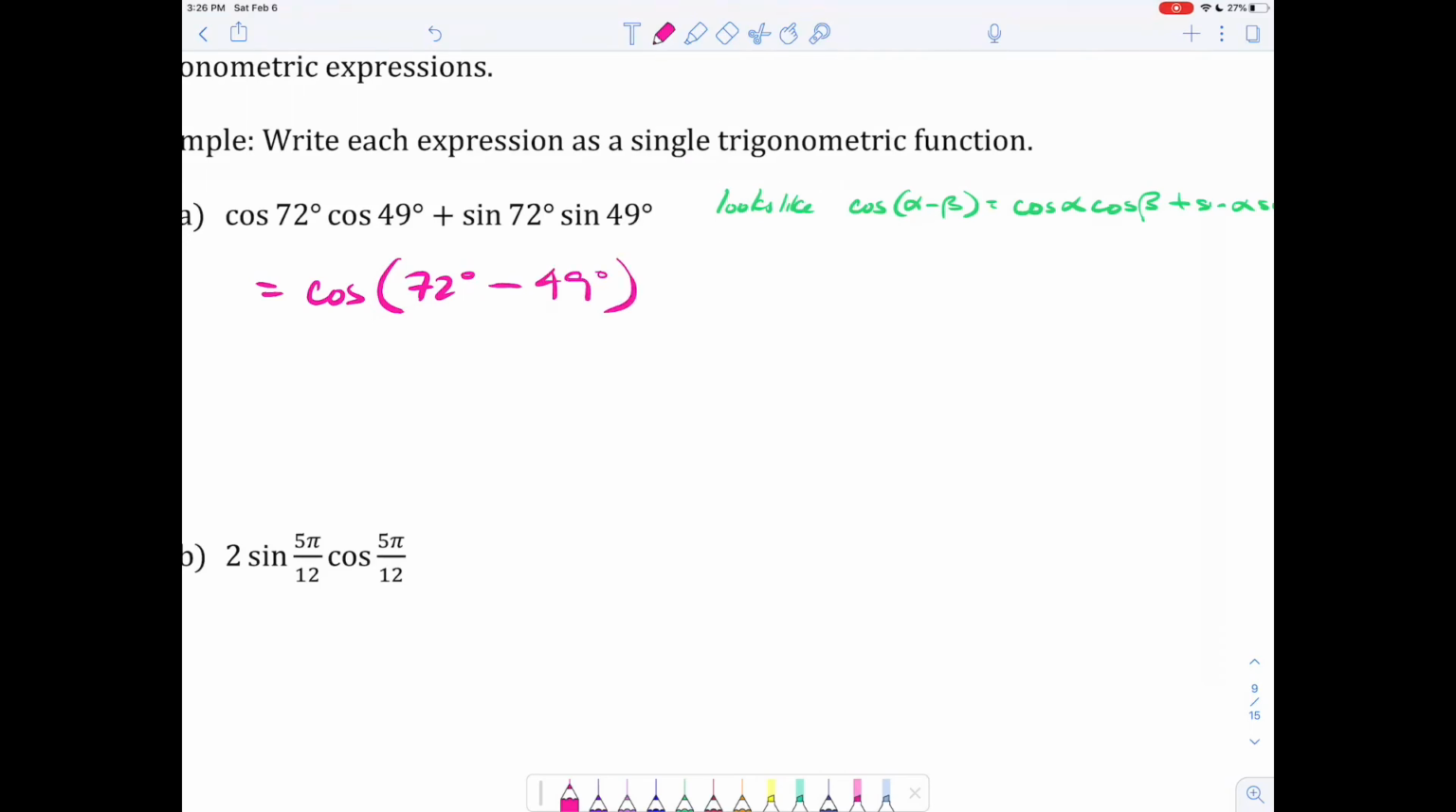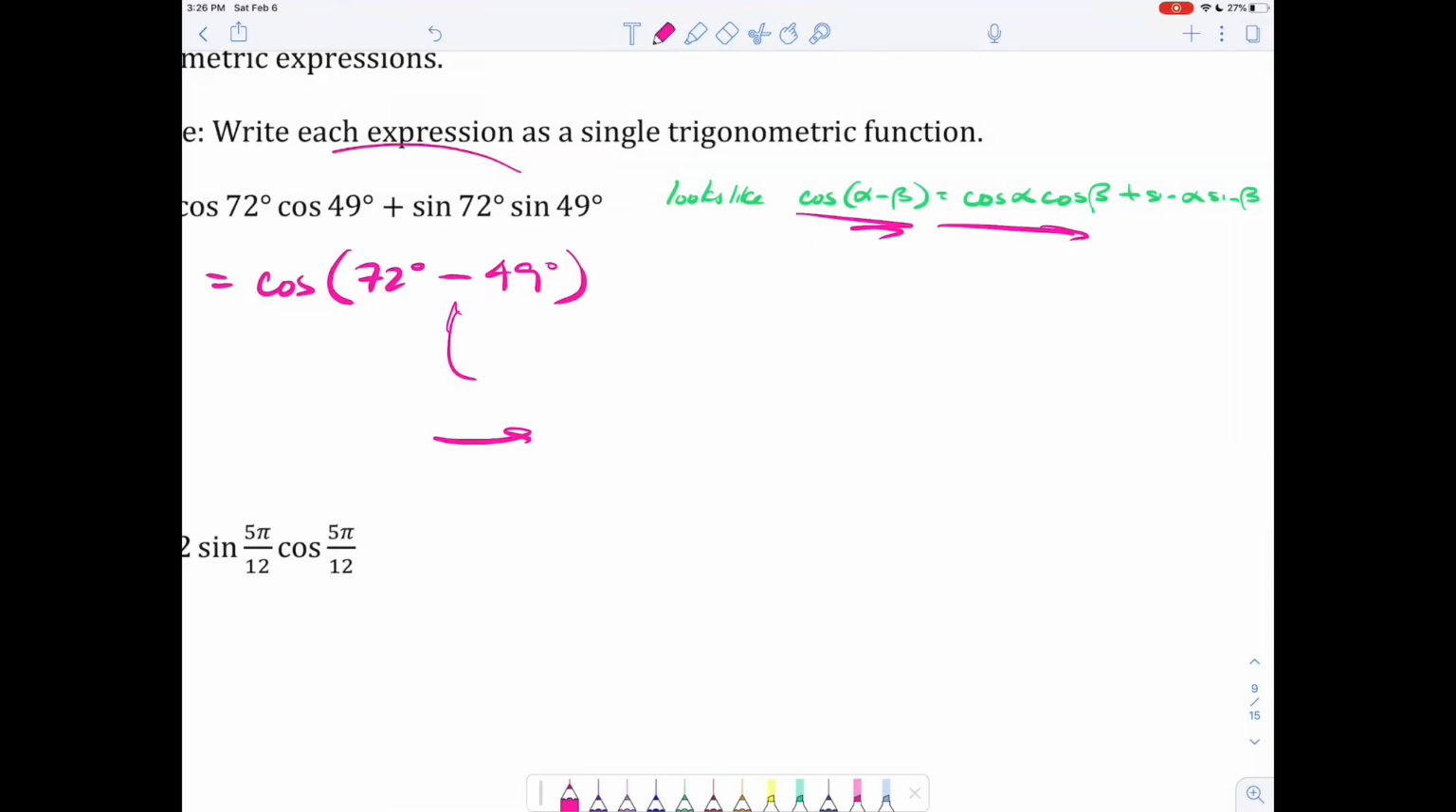How would I double check this? I would say, all right, I've got the difference between two angles within this function, and I would just directly apply this rule to get to here and make sure that that ends up looking the same as what I've got there. If it's not, then I must have done something wrong.